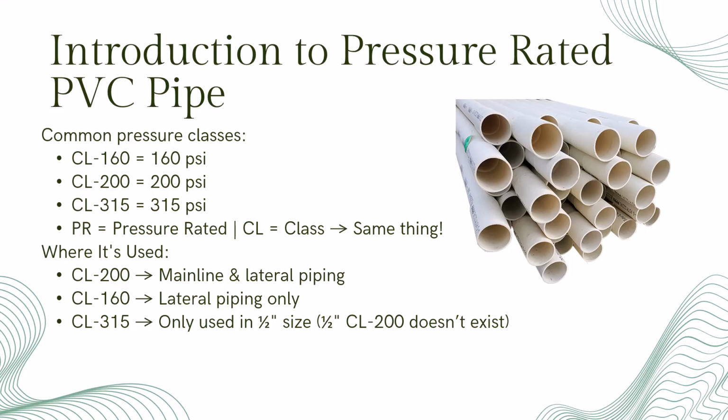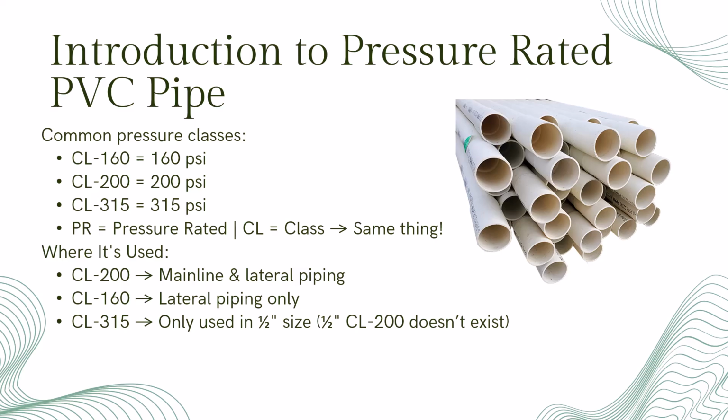Let's start by breaking down PVC pipe. This is the most widely used pipe in irrigation systems. It comes in two major types, pressure rated and schedule rated. In this slide, we'll focus on pressure rated pipe. Pressure rated PVC is often labeled either CL for class or PR for pressure rated. These terms are used interchangeably. So if you hear someone say CL200 or PR200, they're talking about the same pipe rated for 200 psi.